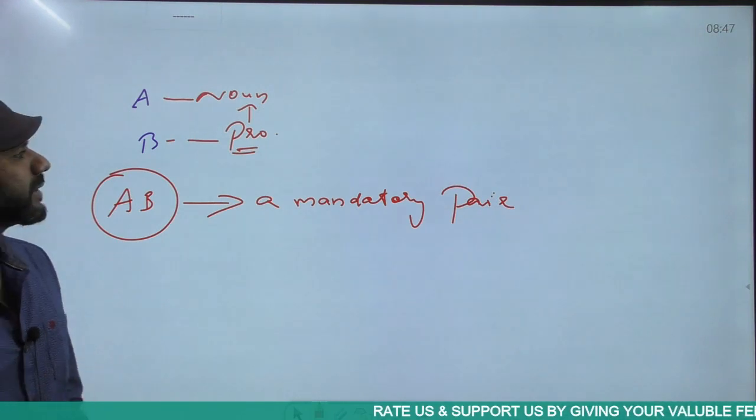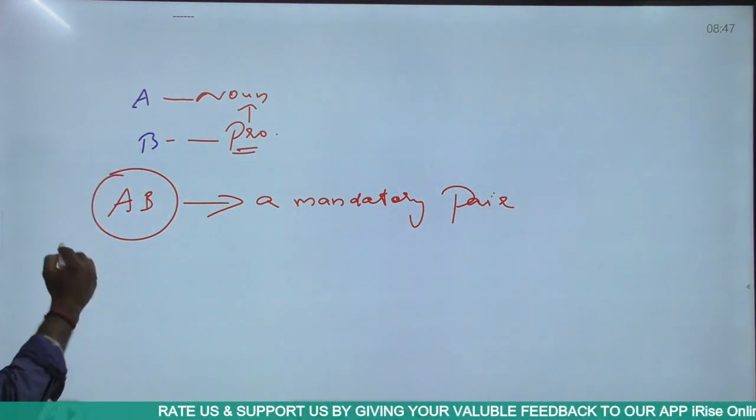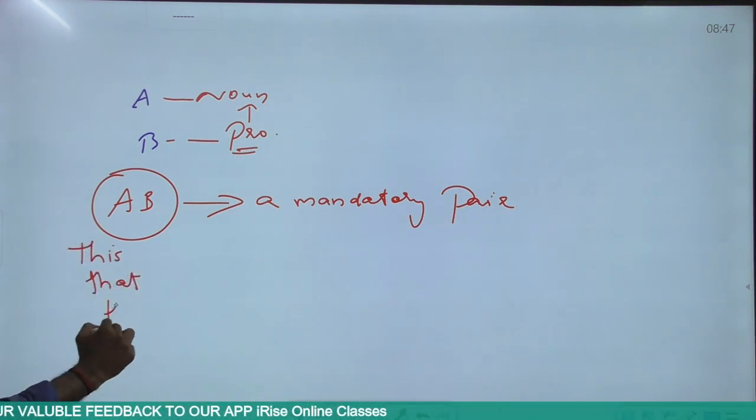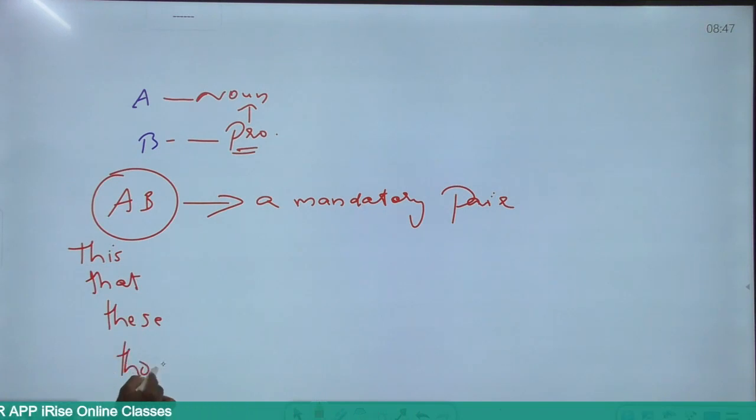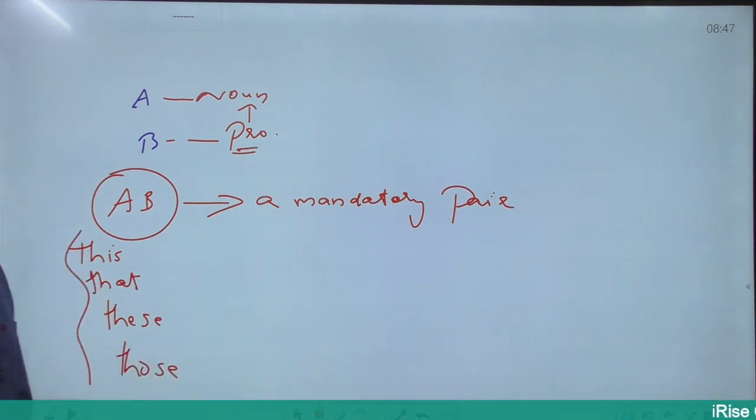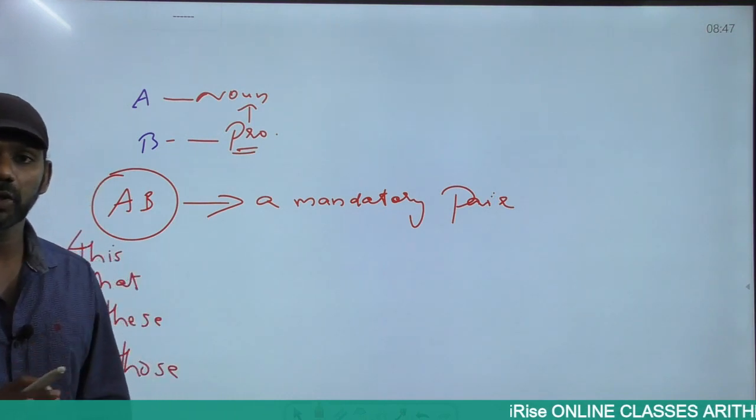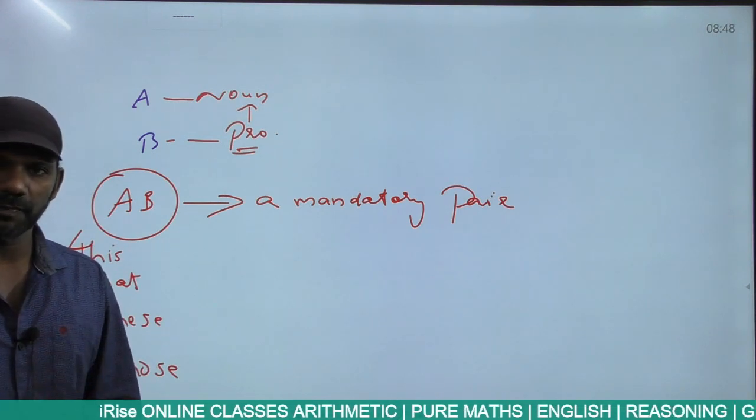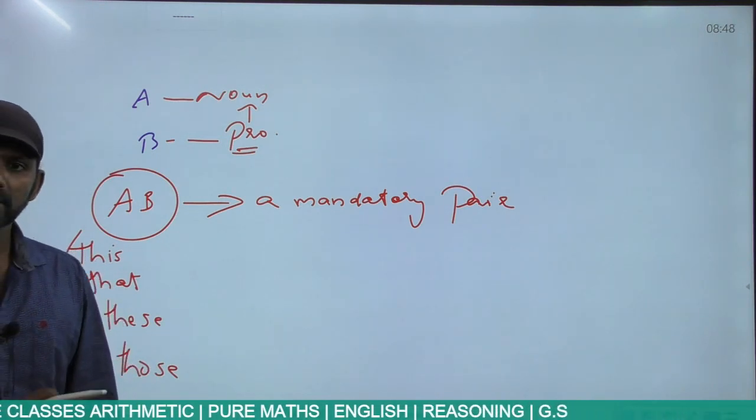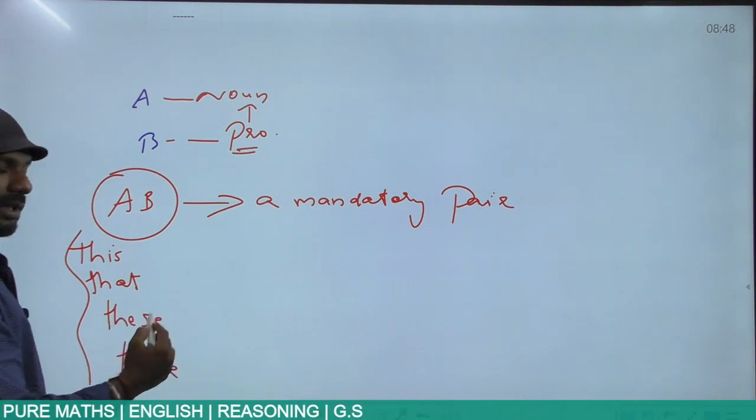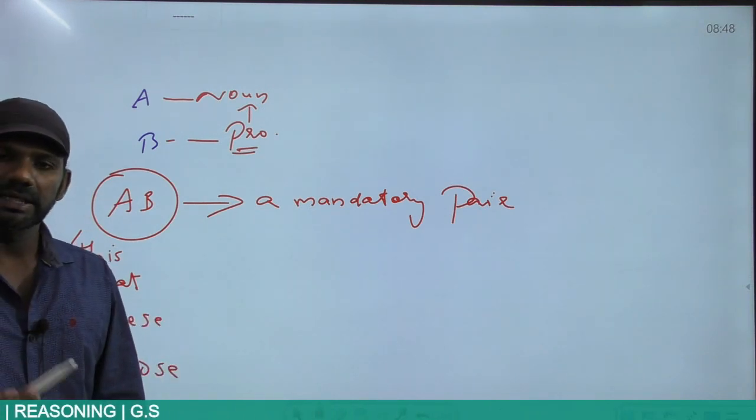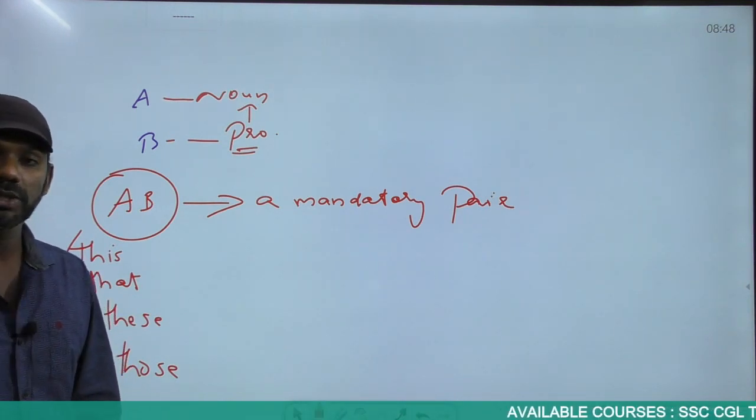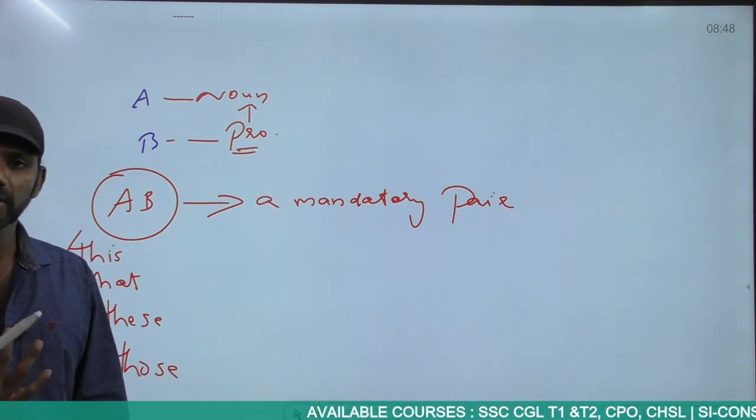Clear? Now these pronouns, I have told you these in detail while discussing the topic pronouns. This, that, these, those are termed as demonstrative pronouns. I told you never miss any pronoun while reading. They are termed as demonstrative pronouns because we use these pronouns only when we demonstrate something, refer to something in specific, like this boy, that boy, these boys, those boys, etc. That's why they're termed as demonstrative pronouns.